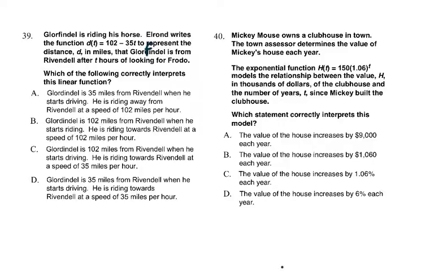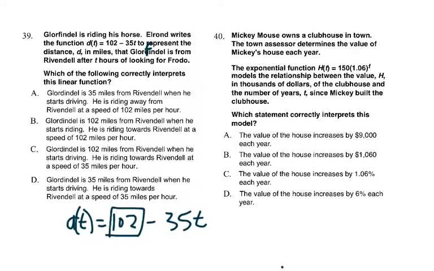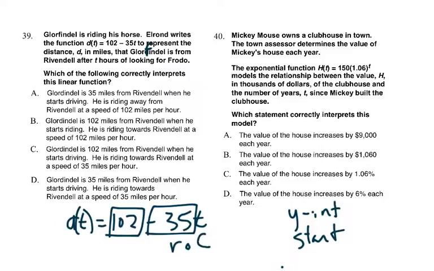Okay, so it's linear, which means what does 102 mean? What does 35 mean? Okay, well, 102 doesn't have the variable, so that would be our y-intercept. Our y-intercept is where we start. Okay, minus 35 is with the t, that would represent our rate of change. So we're traveling at 35.